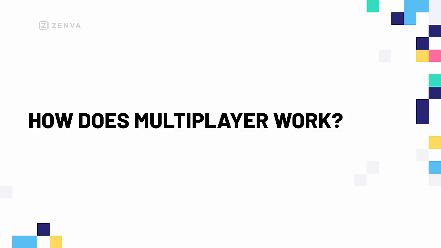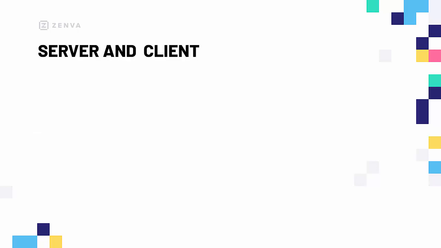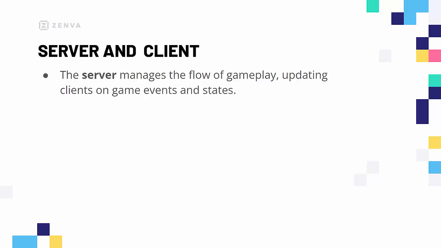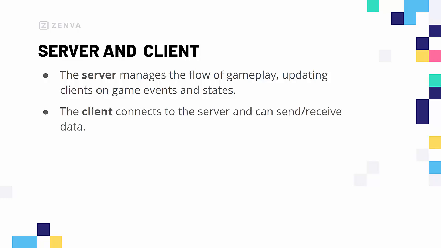Well, the simplest way of laying out how multiplayer works is by looking at the server and client model. This is where we have a server which manages the flow of gameplay, updating clients on game events and states. The server is basically the brain of the multiplayer game. It manages the game state, and it will then update all of the clients on what that current state is. So the client connects to the server and can send and receive data.